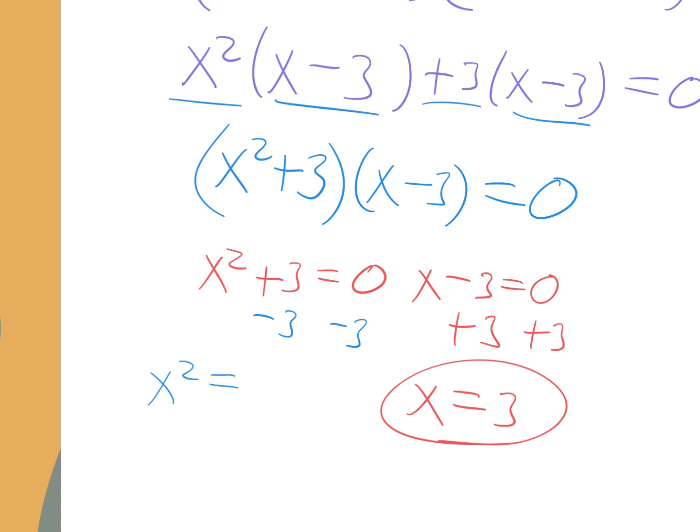Okay, so you get x squared equals plus or minus square root of negative 3. How else can we write that?